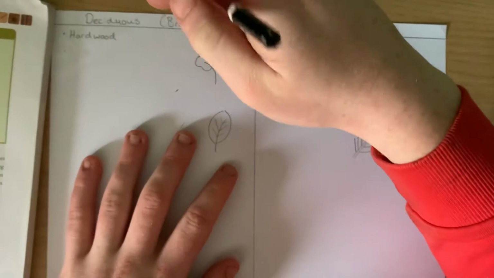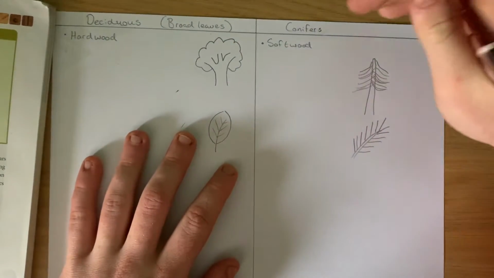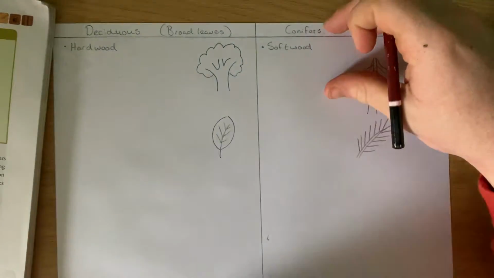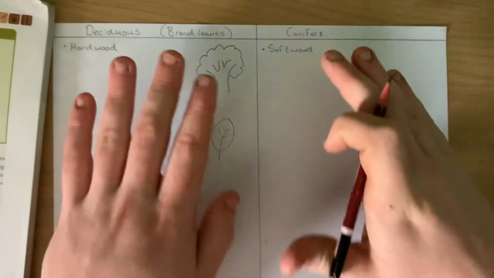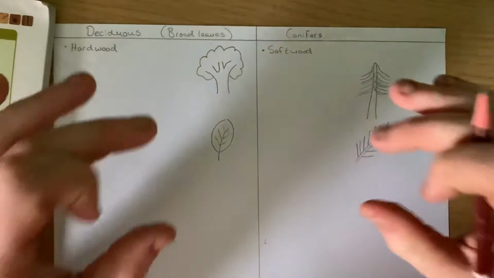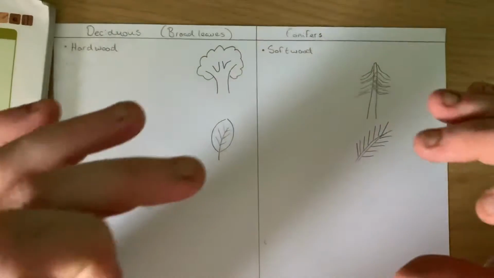Then on the left hand side, you're going to write broadleaf deciduous trees, and the right hand side, you're going to write coniferous. And all it's going to be is just a comparison between the two trees, what makes them different, and how to identify the two trees. And this can be a great revision sheet to go back on when you have a test or something.